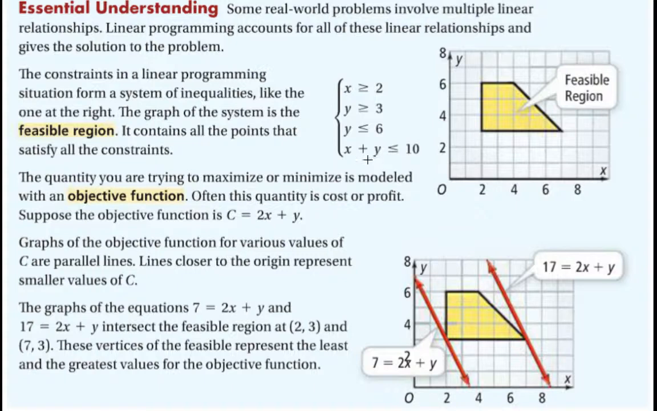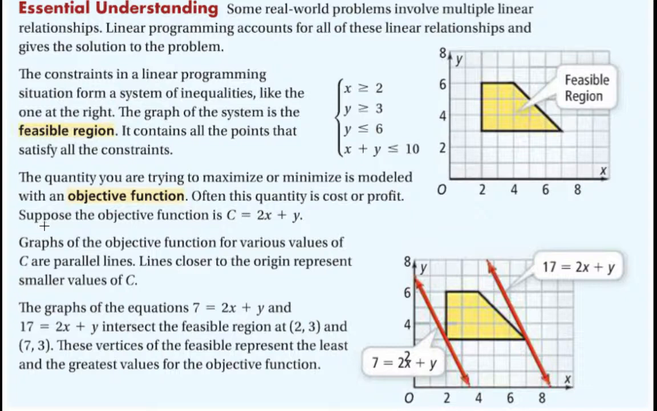When we're doing a real world problem, there are restrictions on many of the things that you can do, okay? If you're producing or manufacturing things, a lot of times there are restrictions on what you can do, time, resources, okay? So that's where these constraints come in. The quantity you're trying to maximize or minimize is modeled with what's called an objective function. Often this quantity is cost or profit. Suppose the objective function is C equals 2x plus y. Well, graphs of the objective function for various values of C are parallel lines.